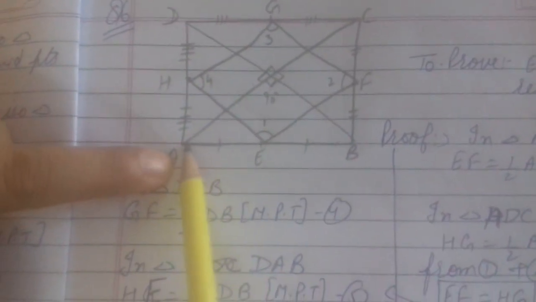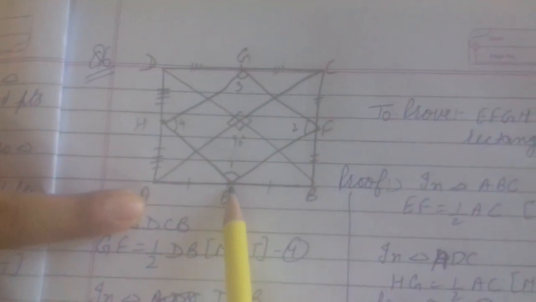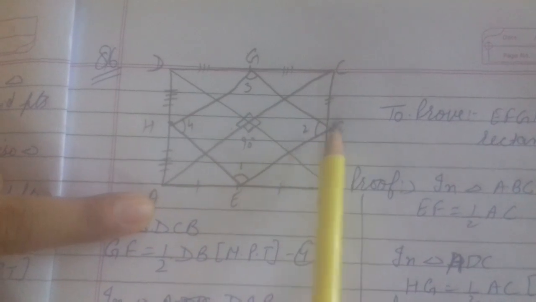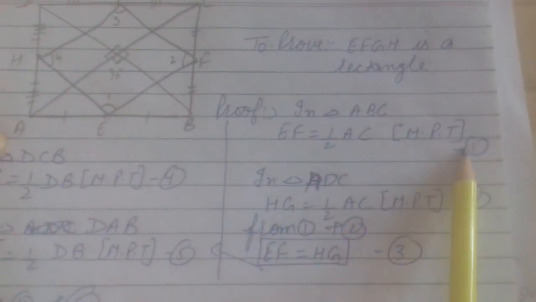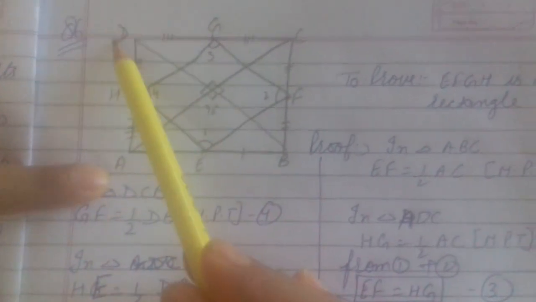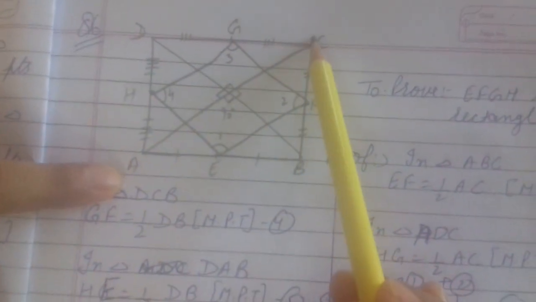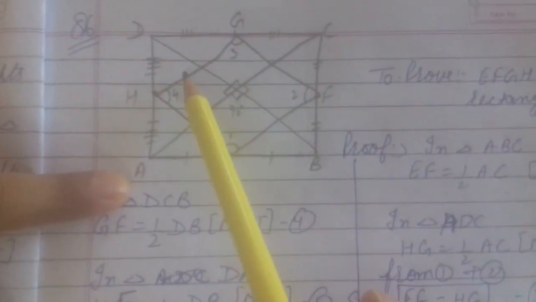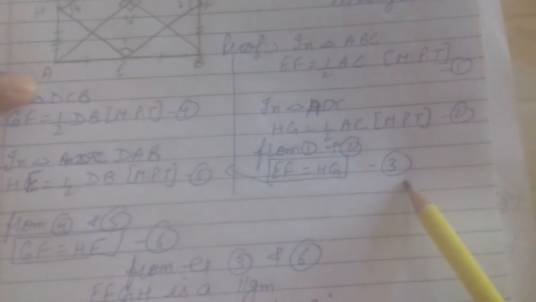So same thing, children. I have joined AC. Take the triangle ABC. I can show here EF is parallel to AC, and E and F are what? Midpoints. So EF will be half of AC. See, I wrote here EF is half of AC by MPT. Now you take triangle ADC. H and G are midpoints, so HG will be half of AC. EF is also half of AC, HG is also half of AC. That means they are equal to each other. Opposite sides are equal. So this is equation number 3.